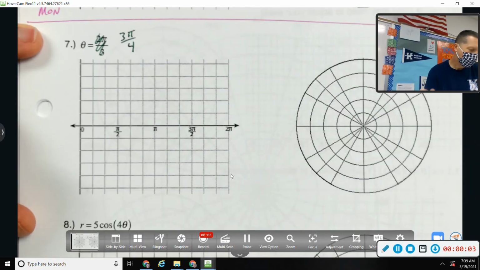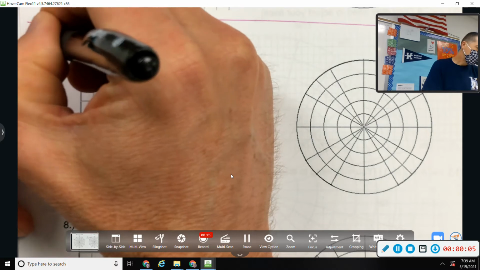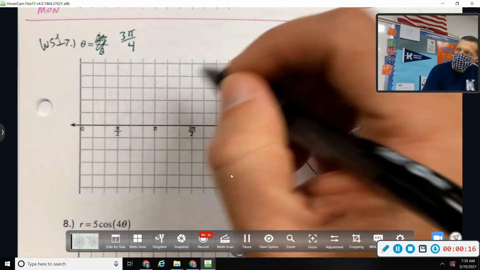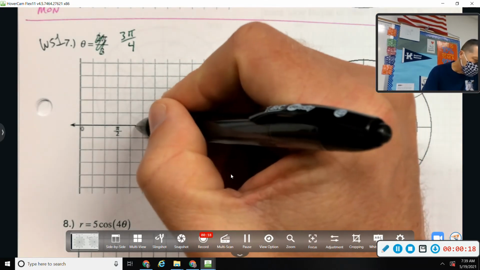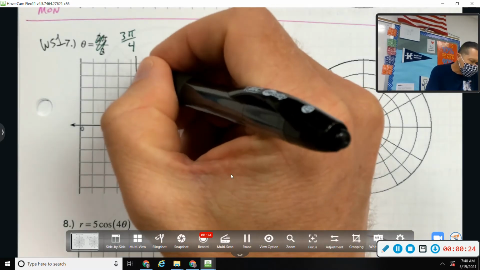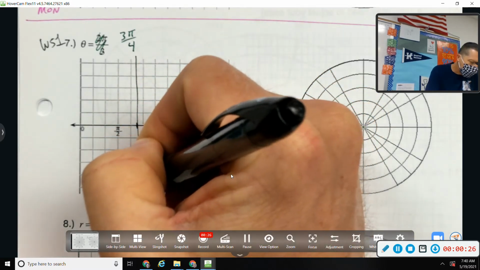So looking at number 7 from worksheet 1. First of all, change it to theta equals 3 pi over 4, because theta equals 2 pi over 3 we already did, so we don't really need to do that again. So 3 pi over 4 would be right there, and all the points that have that angle would be that line.